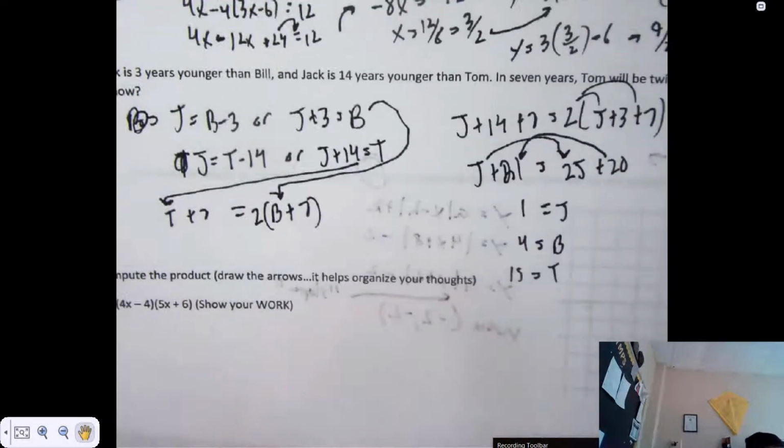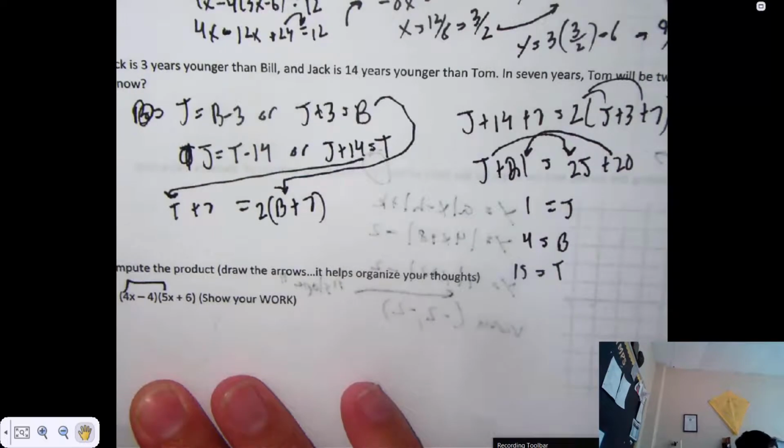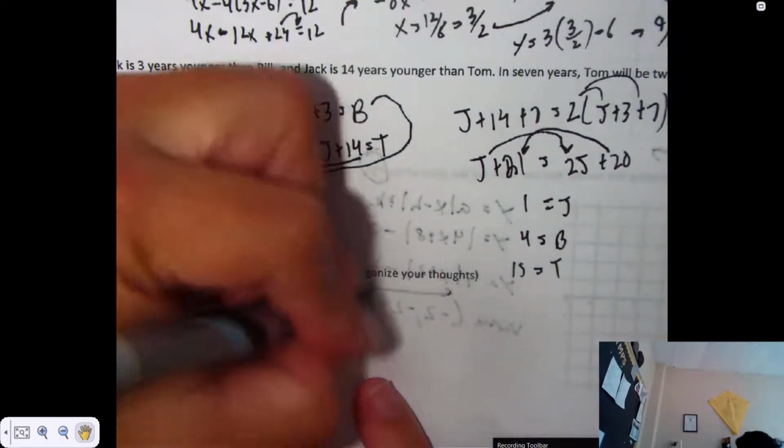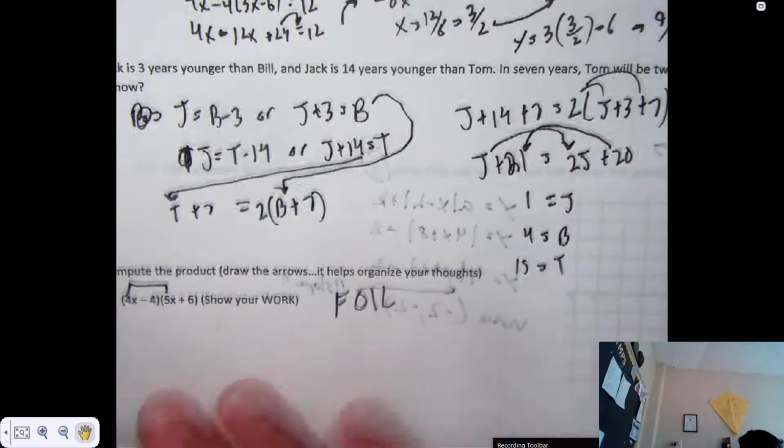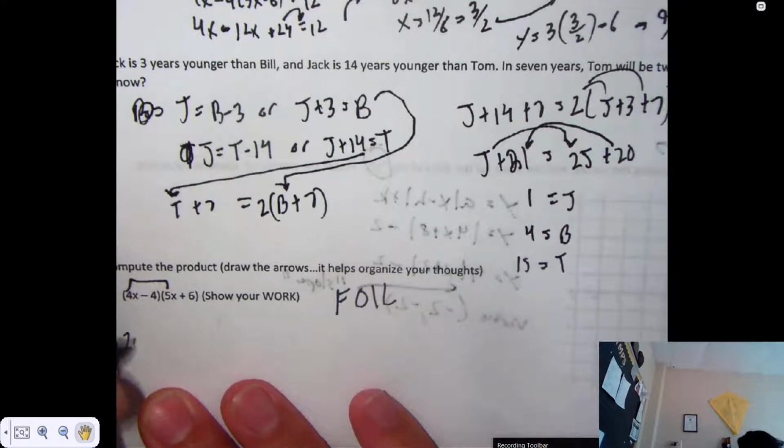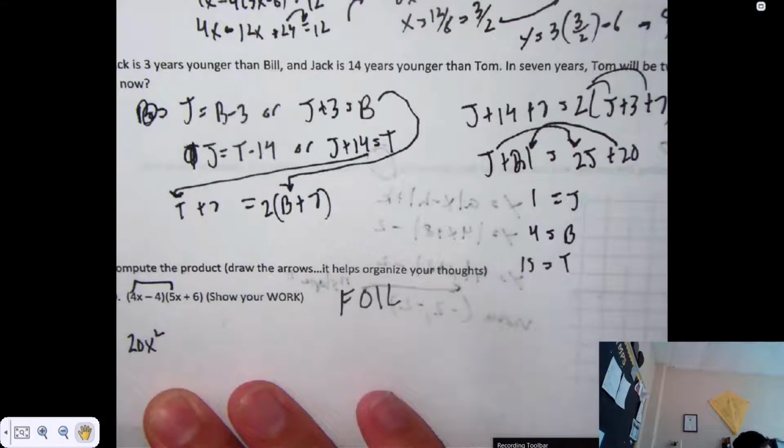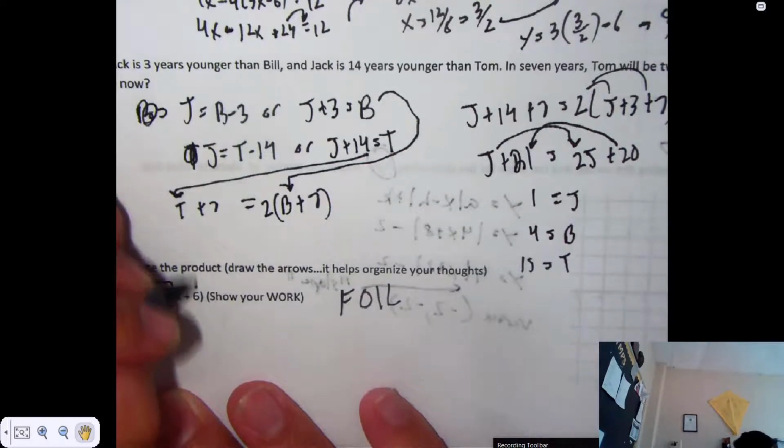9 is a compute the product. You're going to use the FOIL method here. First, by the way, that's what I'm doing. FOIL. First is the 4x and a 5x, which makes 20x squared. Don't be the kid who still doesn't understand x times x. Don't be that kid. 4x times 6 is a positive 24x.